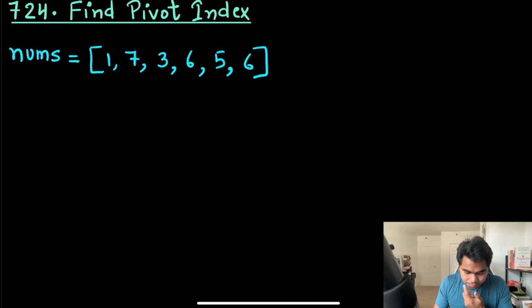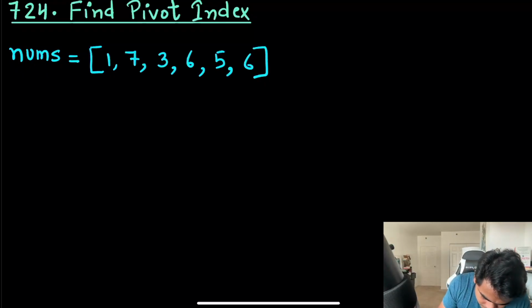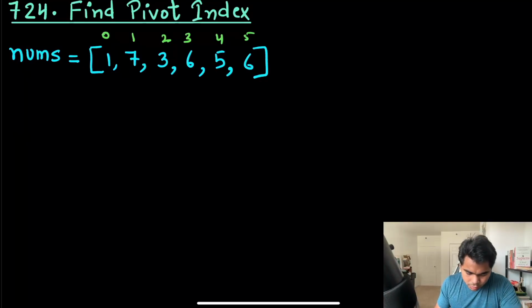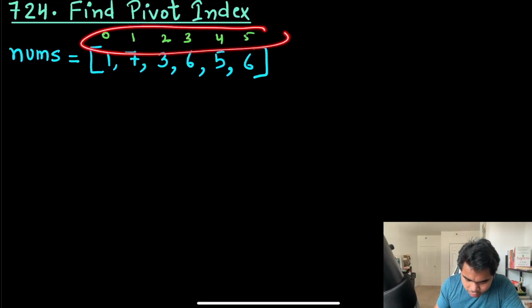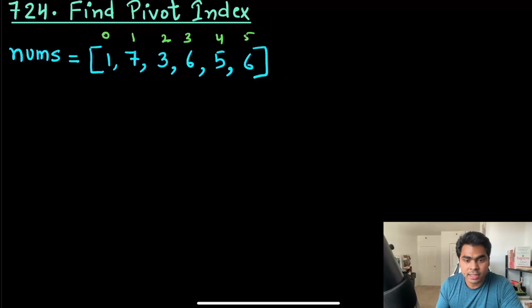So let's go over this. We are trying to find the pivot index. That can lie in basically the inclusive range of all the indexes here. So let's mark all the indexes 0, 1, 2, 3, 4, 5. Our answer could be any of these values. These are the indexes, right?